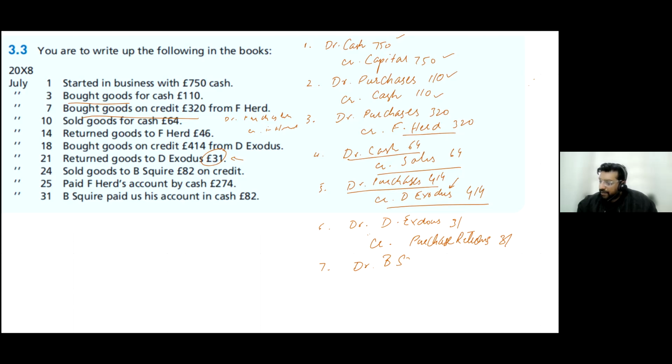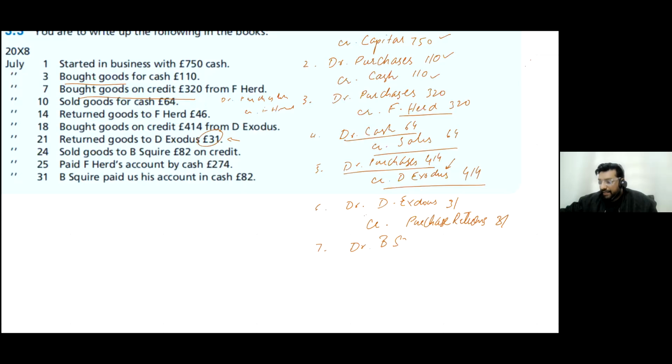Okay. Now we have sold goods to B Square. So B Square is becoming our asset. So debit B Square, 82, and credit sales.